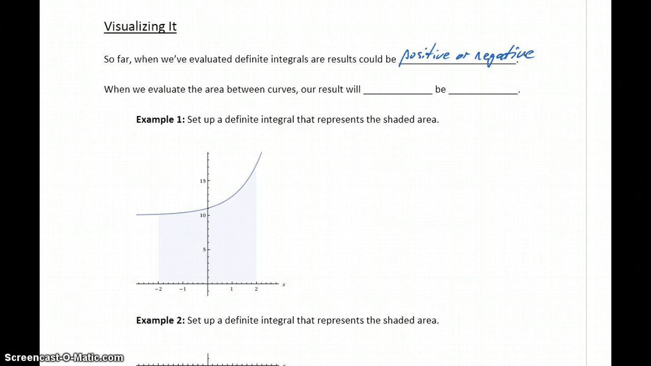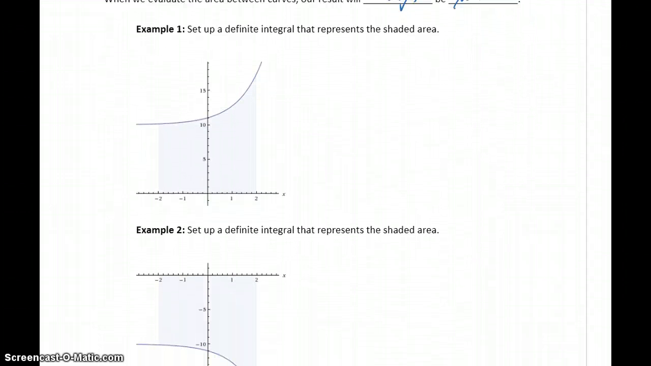And that came down to whether the area we were calculating was above the x-axis or below the x-axis. When we evaluate the area between two curves, our result will always be positive. So let's take a look at how that's going to be the case.